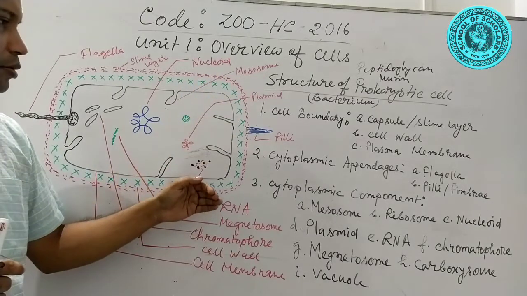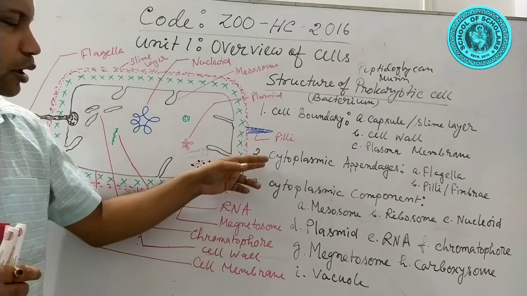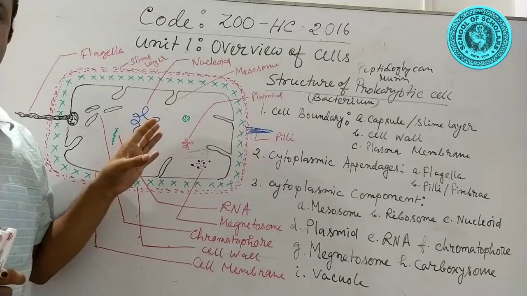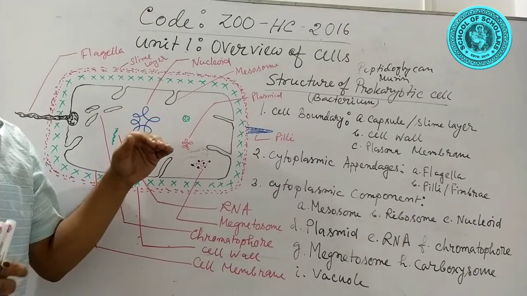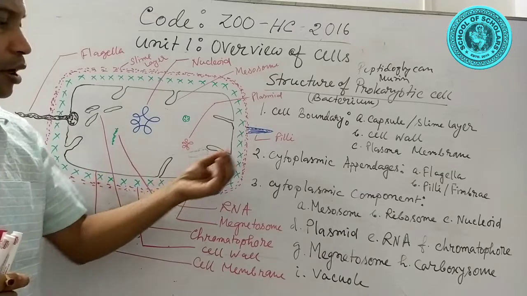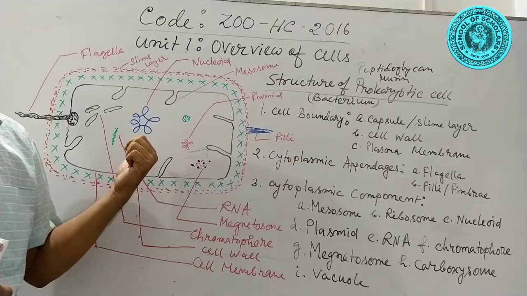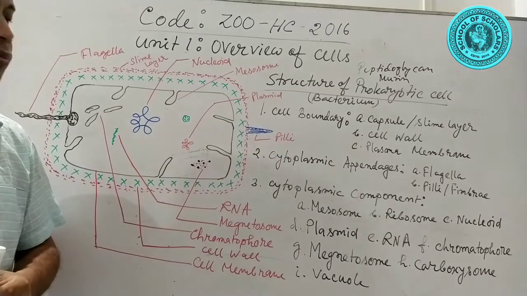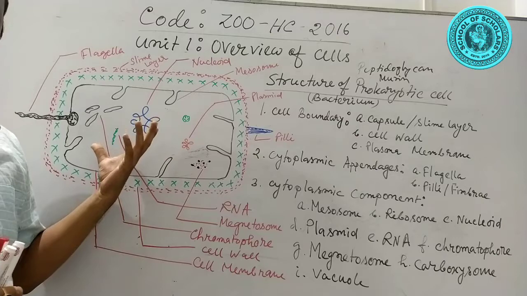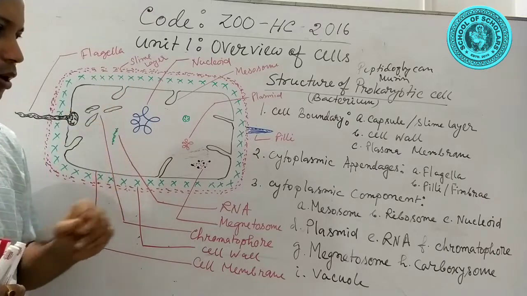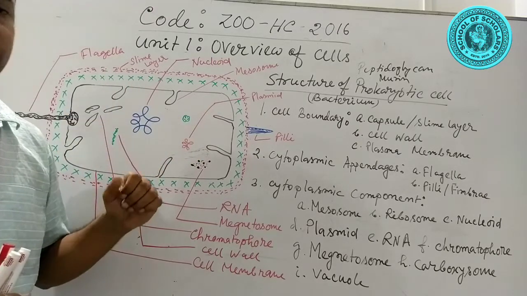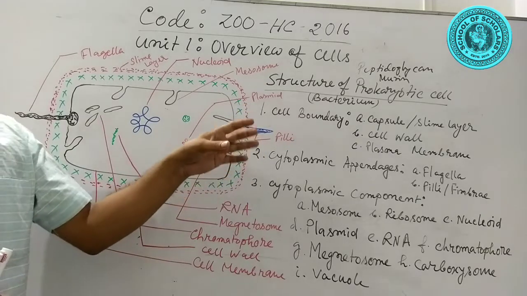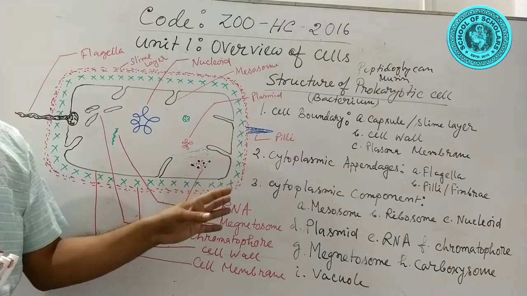Next to the cell boundary, I am going to tell about cytoplasmic appendages. Cytoplasmic appendages means appendages or external outgrowths which develop from the cytoplasm, therefore they are called cytoplasmic appendages. In case of bacterium, there are two kinds of cytoplasmic appendages present, which are flagella and pili or fimbriae. They are structurally different and functionally also different.